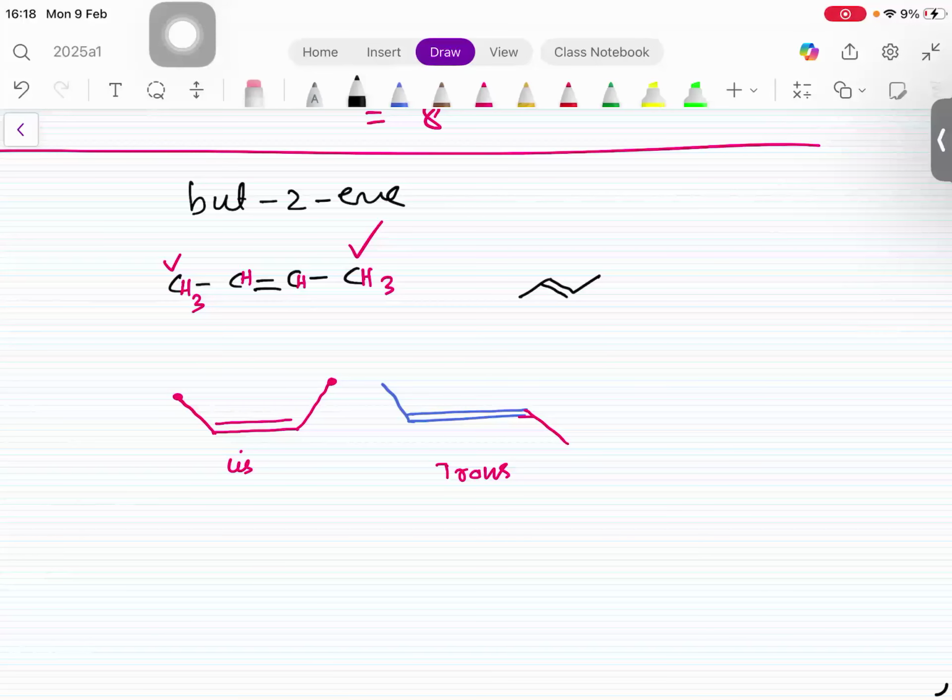Now I'm going to give you one more. This is pentene. Can you please draw the cis and trans isomers in the skeletal formula for pentene if it has cis trans isomerism?